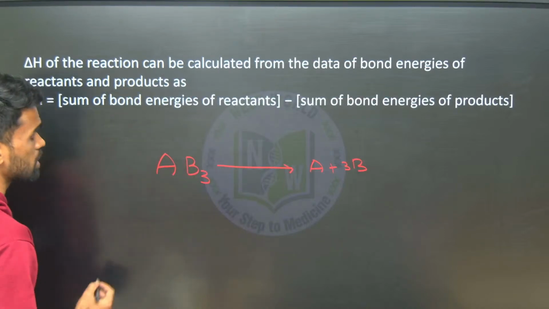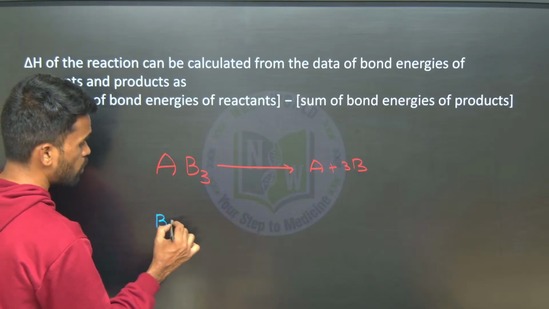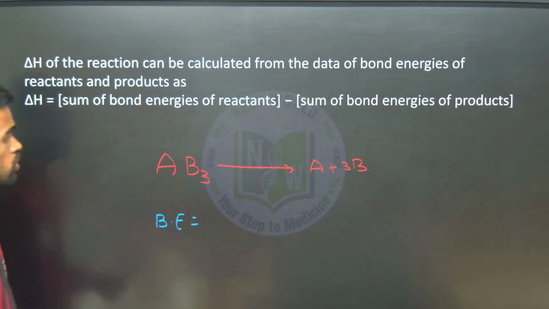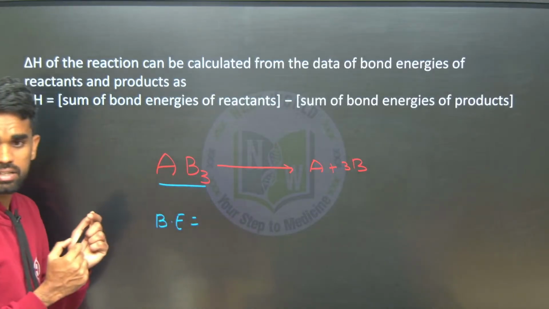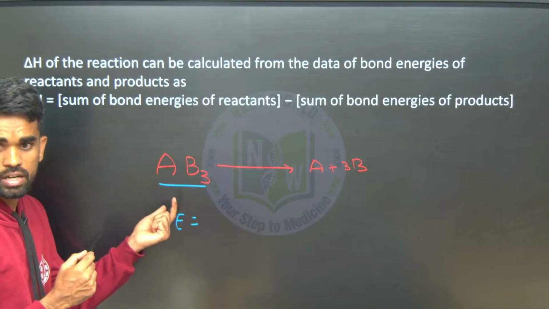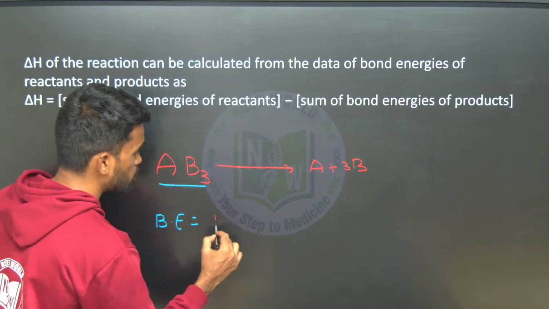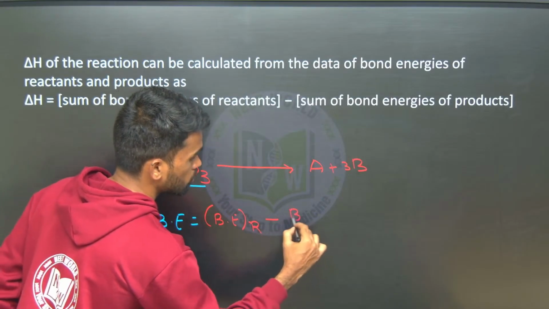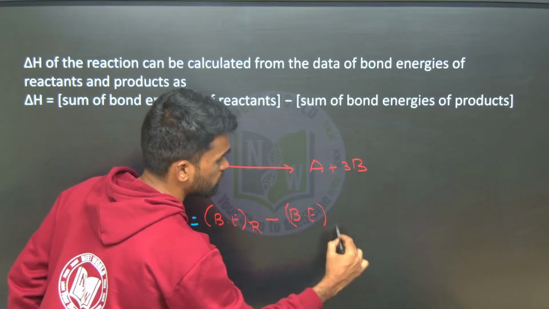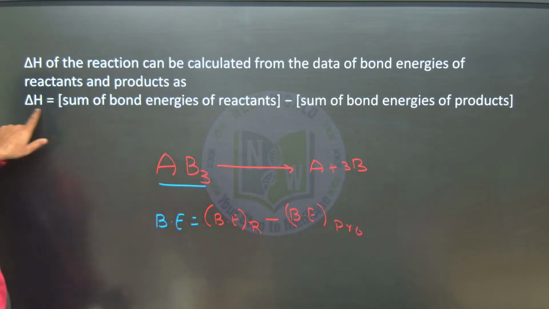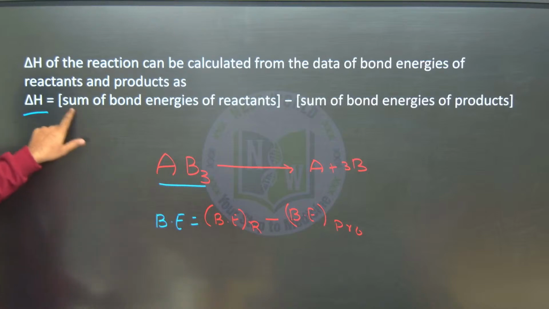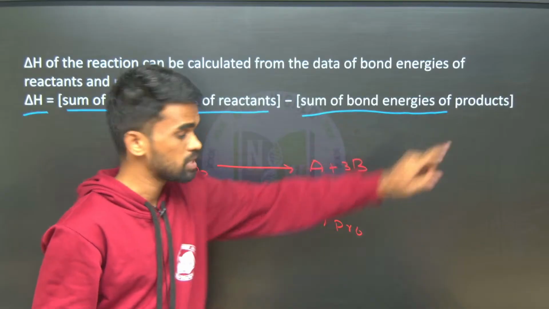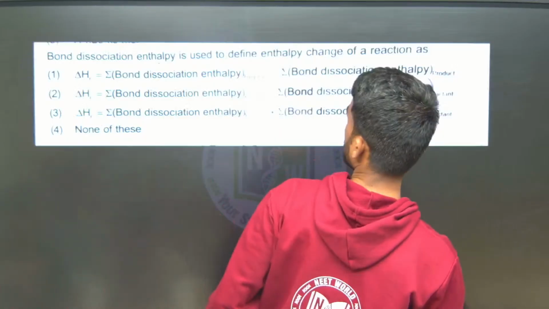Now during this process, if they ask to calculate bond energy or bond enthalpy, what can I say? Which is undergoing dissociation here? The reactant is undergoing dissociation. So now you should take the bond energies of reactants minus the bond energies of products. See, delta H of that reaction is the sum of bond energies of reactants minus the sum of bond energies of products. So we'll see 1 or 2 questions on this, then that will be more clear.